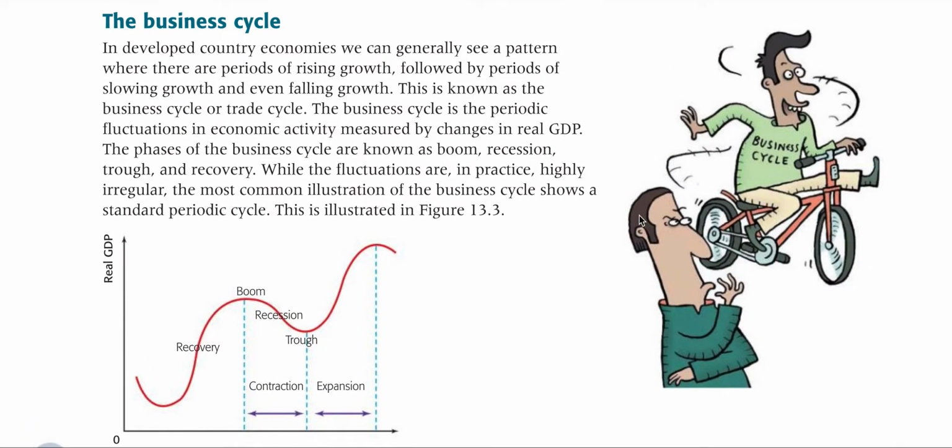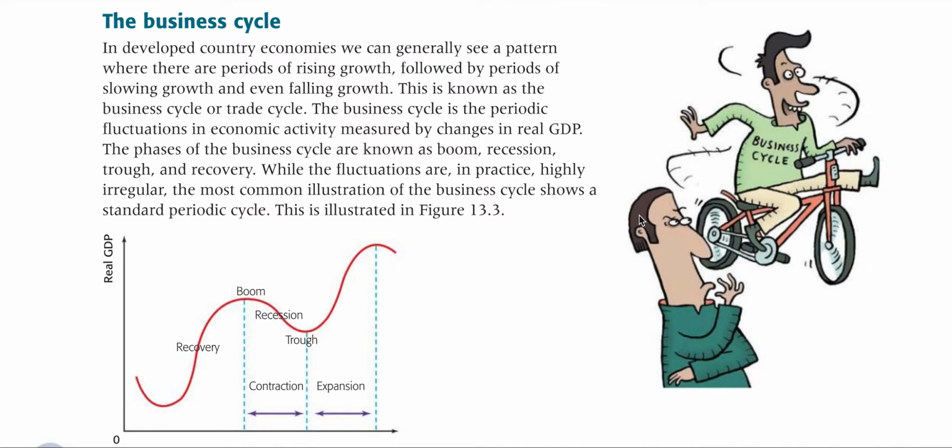In developed countries, you can pretty much see a pattern of growth over time. As mentioned earlier, one of the major macroeconomic objectives of every country is to grow. We call this the business or trade cycle. So the business cycle is fluctuations that happen over time in economic activity, measured by the changes in real GDP, and that's how you can track these ups and downs. The phases named in the business cycle are boom, recession, trough, and recovery, the four main phases.